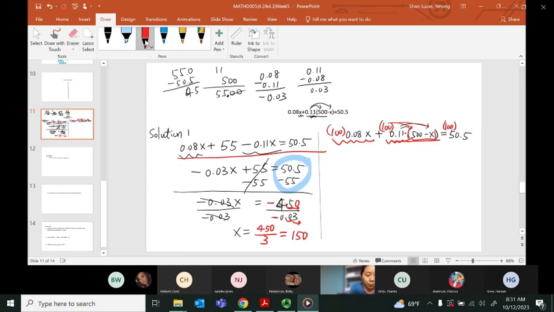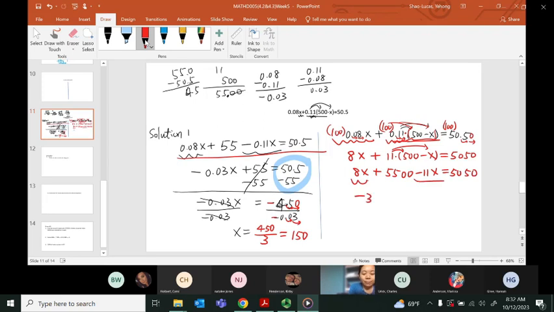So when we get here, we are going to get 8x. Move the decimal point to the right 2 times. We're going to get 11 here. And we're going to move it 2 times. 1, 2, 5, 0, 5, 0. See, now things will be a little easier because you don't have decimals anymore. So you deal with whole numbers. 11 times 500 and 11 times negative x. And then you combine 8x and minus 11. It's much easier for you to do 8 minus 11, negative 3, instead of 0.08 minus 0.11, right? So it's a little easier.